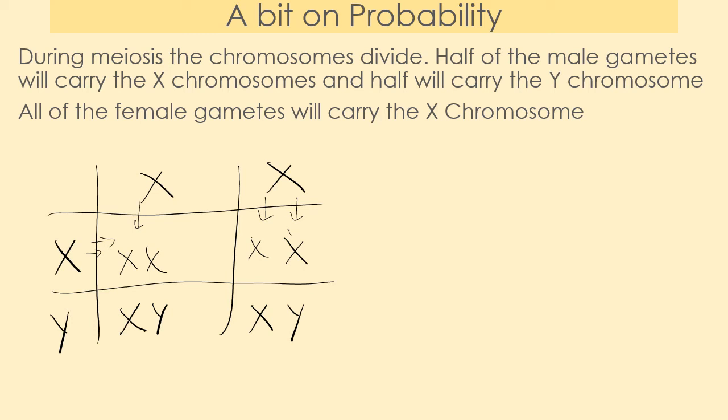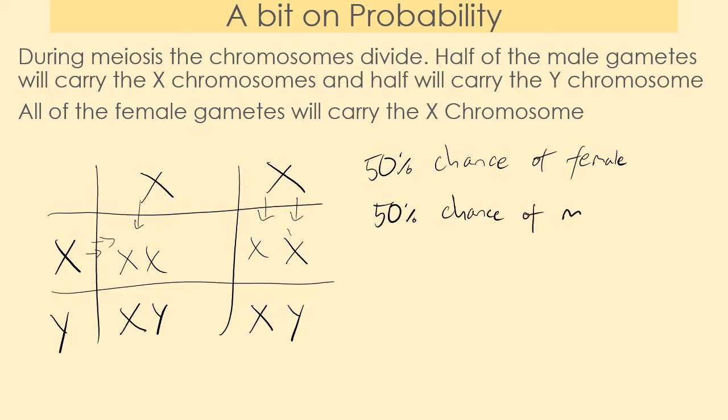Now, we can see here that we have a 50% chance of the offspring being female, and we have a 50% chance of the offspring being male. Meaning that effectively half of one's children or offspring would be female and half of them would be male.